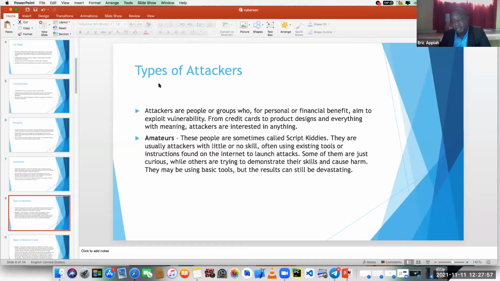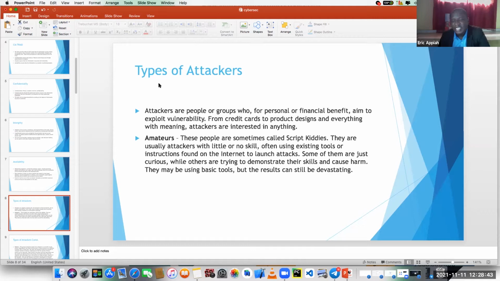First, amateurs, also called script kiddies. These are people who have no idea what cybersecurity or hacking is. What they do is go online and download hacking software that is used to launch attacks. They have absolutely no skill, but with the help of the software, they're able to click and launch attacks. They can use that to launch a denial of service attack, which I'll explain later, and other attacks to infect computers or networks.